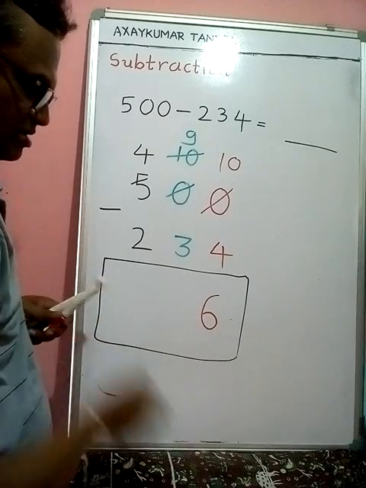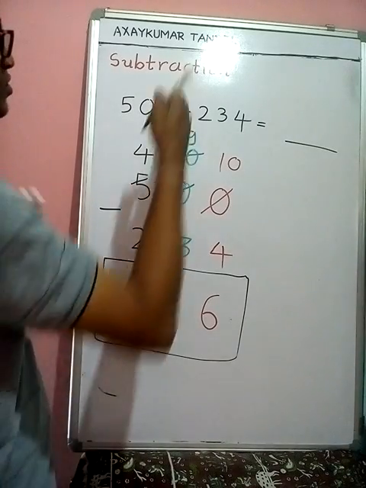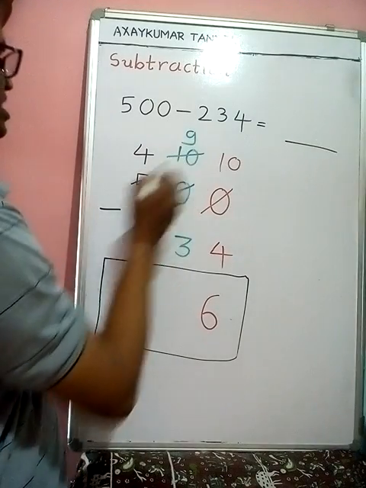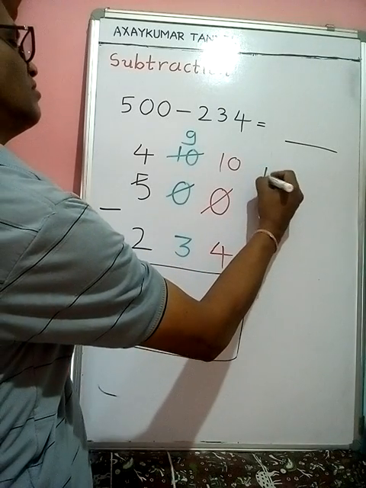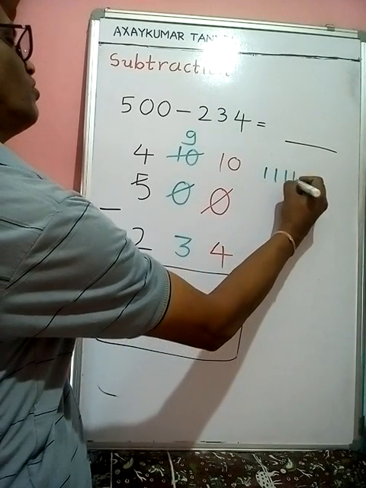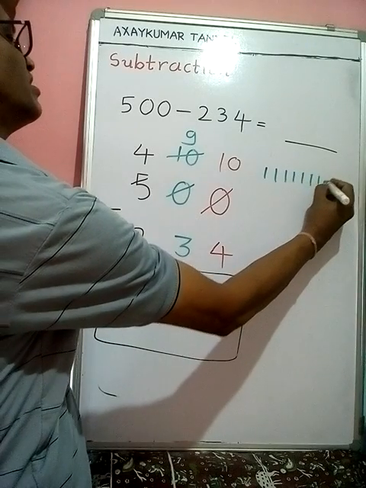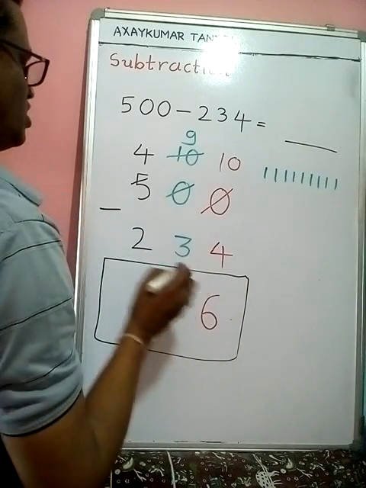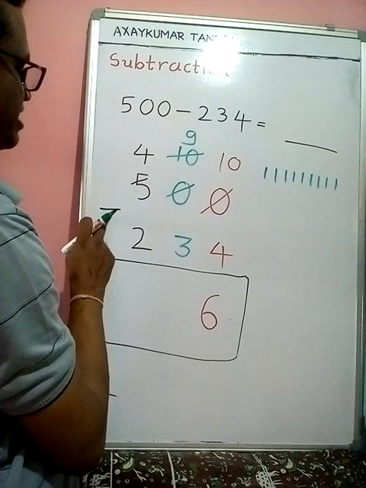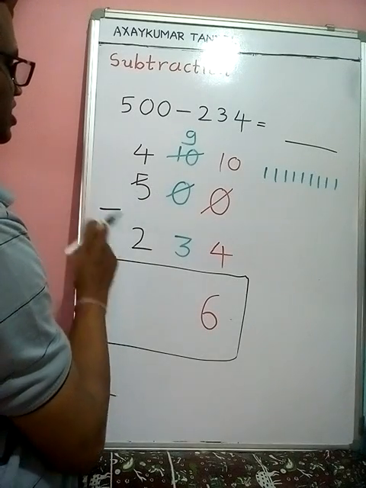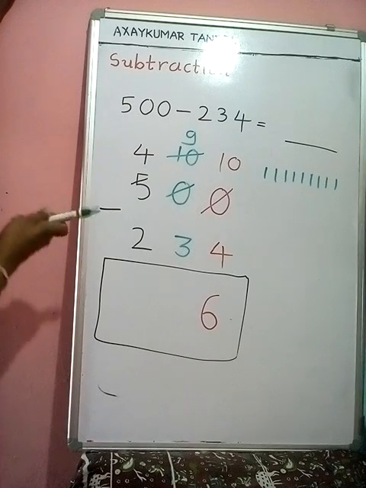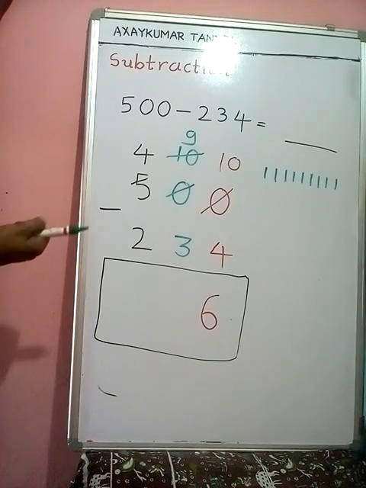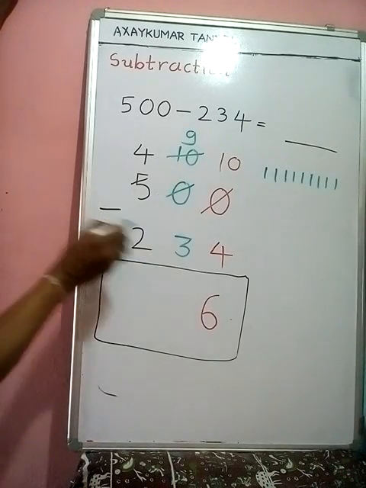Now next, tens column subtraction. 9 minus 3. We do 9 lines. 1, 2, 3, 4, 5, 6, 7, 8, 9. How many cutting? Minus subtraction. Here is the knife, cutting. Cut, cut, cut. How many cutting? 3.